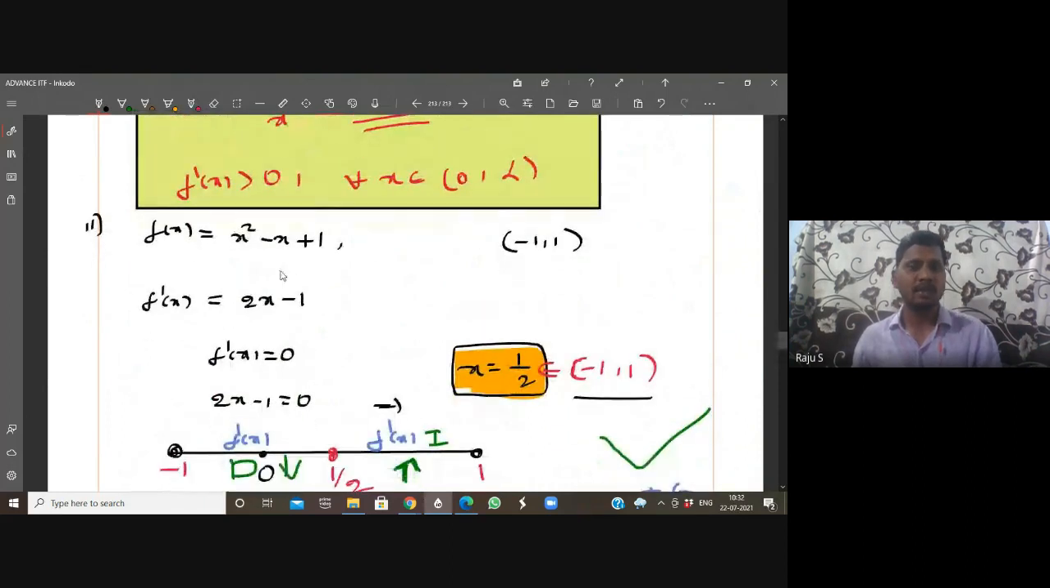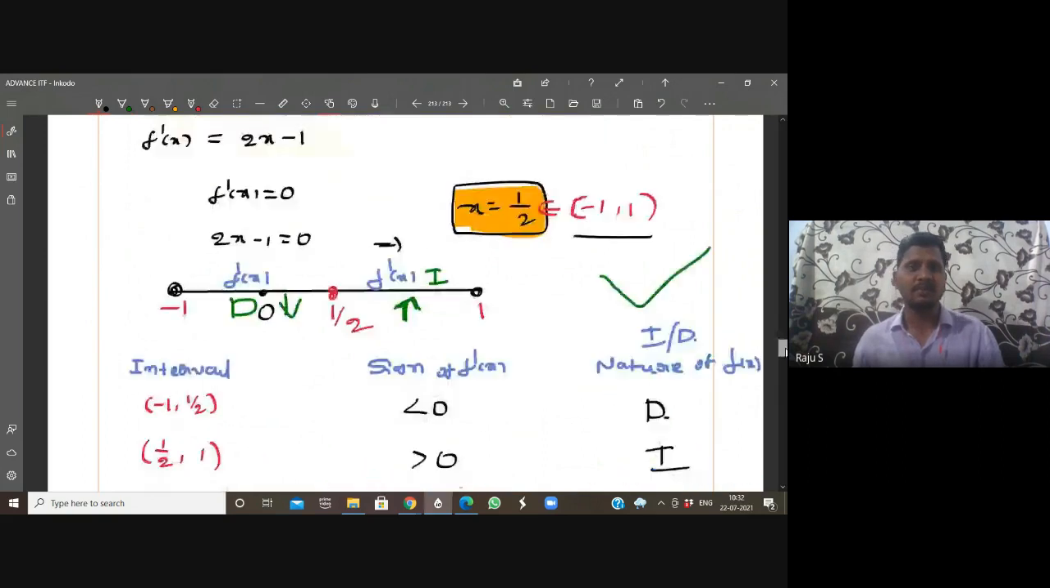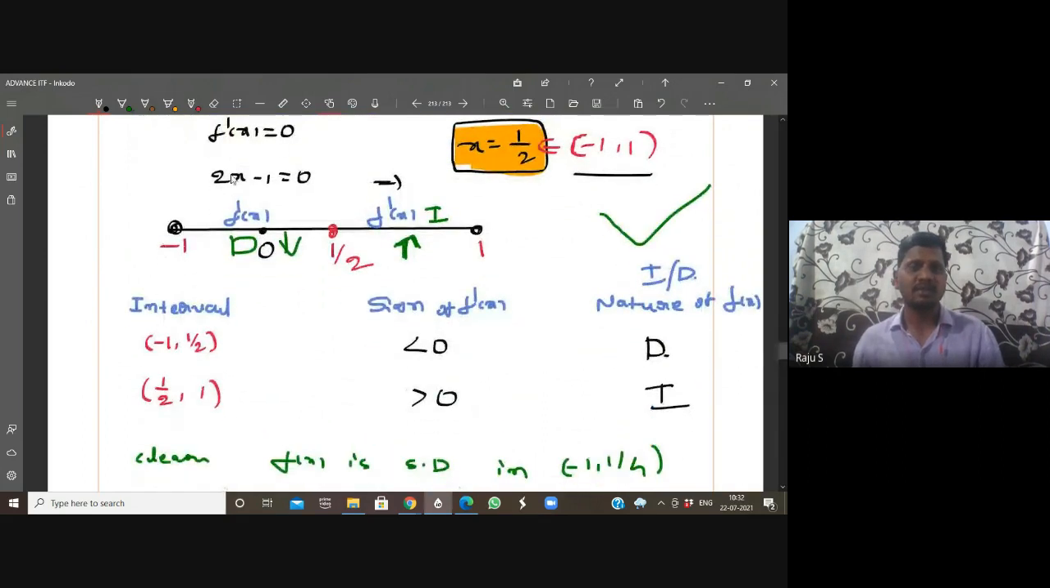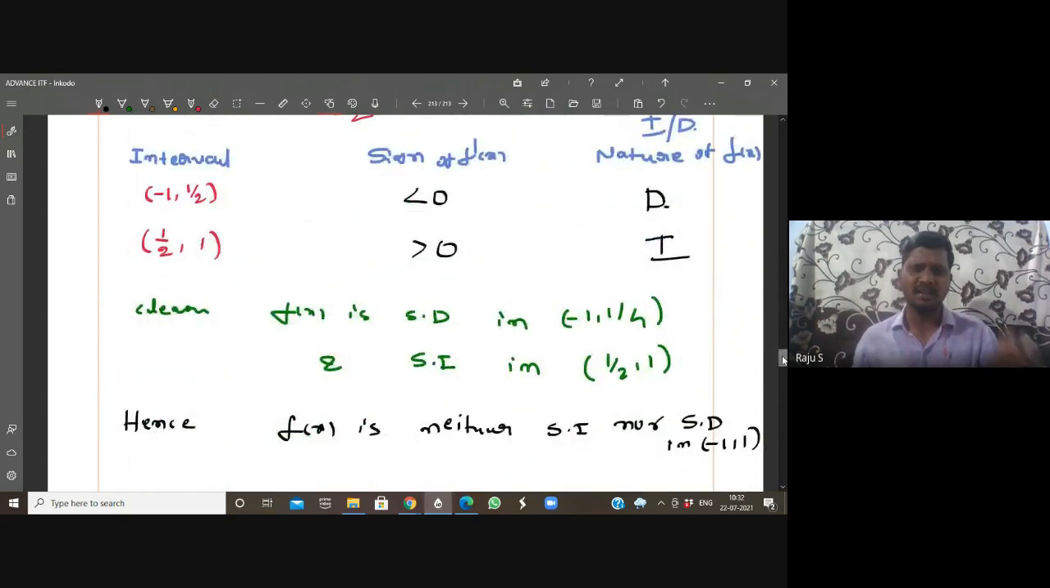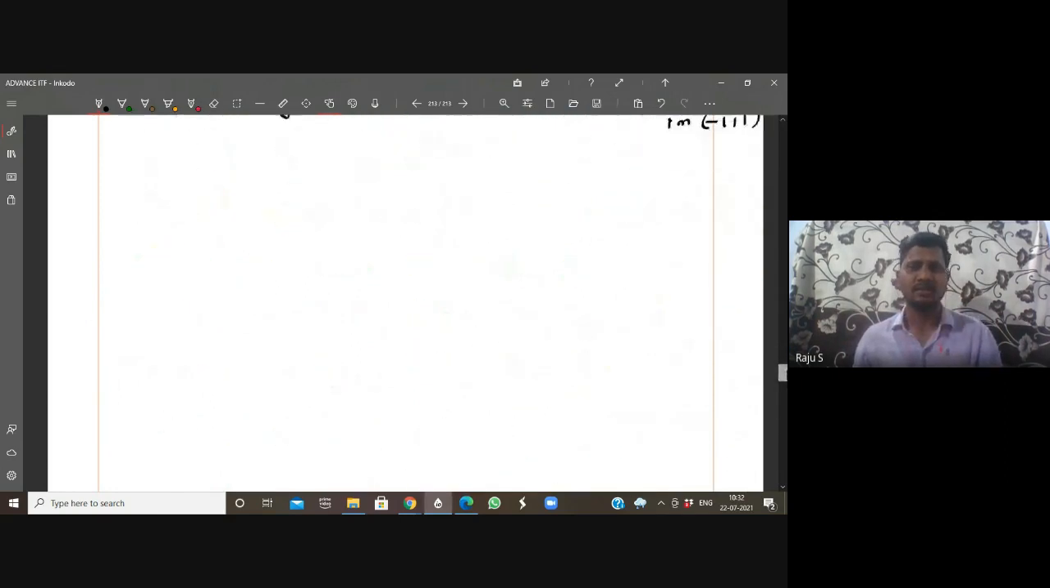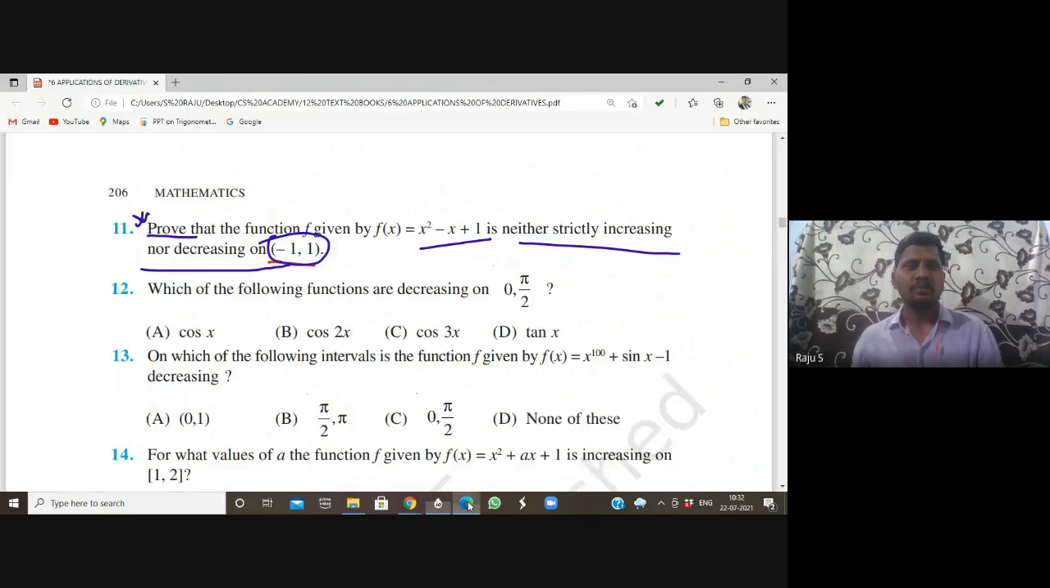But you have to write clearly what the given function is and what the given interval is. Then differentiate; let us take this as equation 1. Differentiate 1 with respect to x. After that, we have to equate f dash x to 0. Like that, those steps you have to write. I hope that is clear.